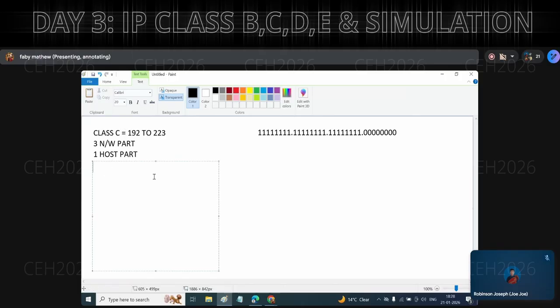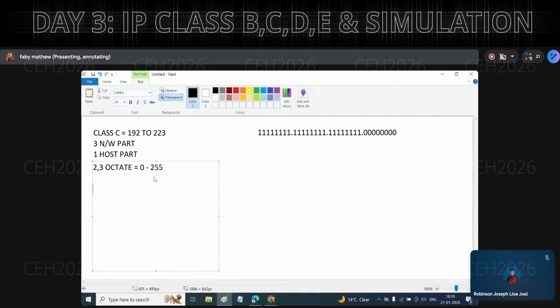Here also the concept is similar. First octet always defines the class. Okay. First octet always defines the class, and in the second and third octets, the value should be from 0 to 255.